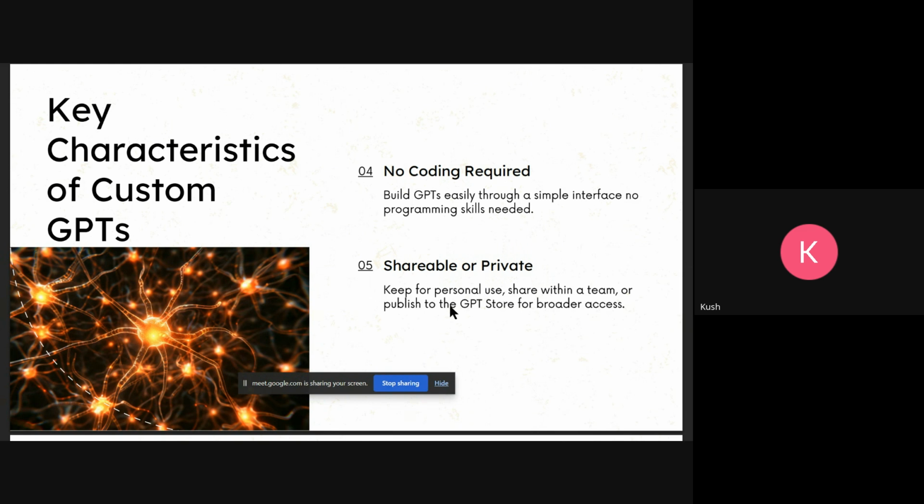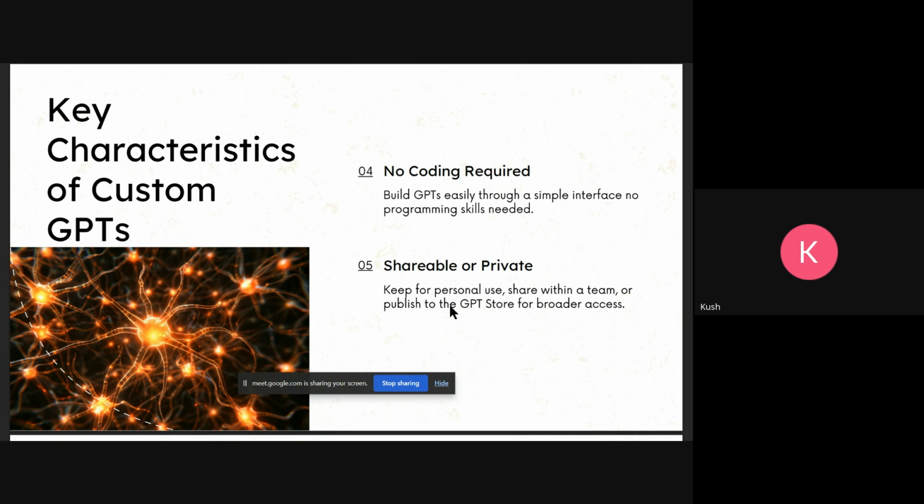Next is shareable or private. You can either keep that GPT only to yourself, or you can share it across your organization, or share it with your friends through the link, and you can provide access to people you choose. You can also keep it public and you will be able to see it in the GPT store.